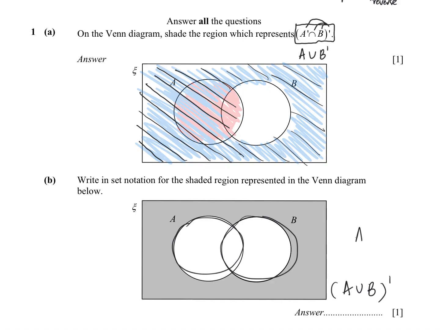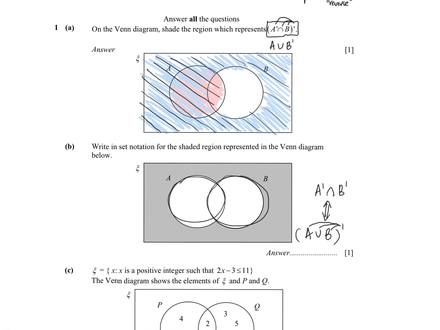If you want, you must put A complement intersect B complement, because these two are equivalent. It's like I reverse this. I need to reverse the union. I need to reverse the B. Okay? So this one is these two's answer.